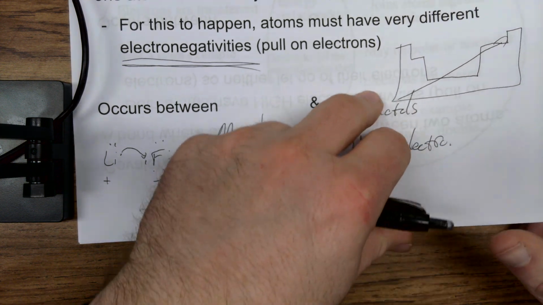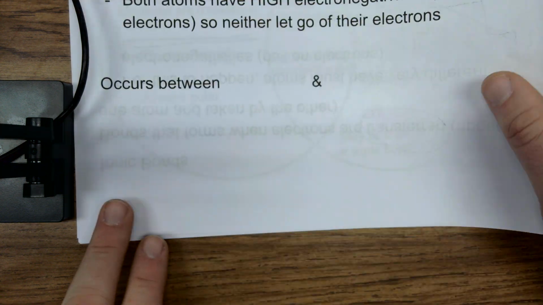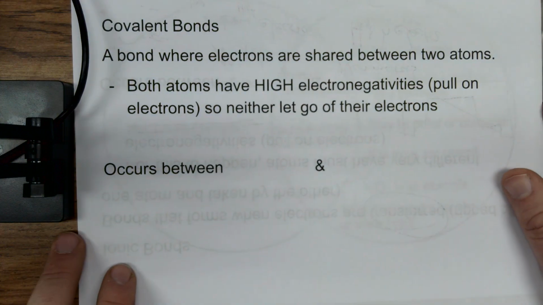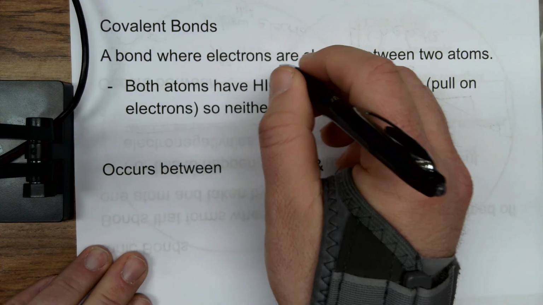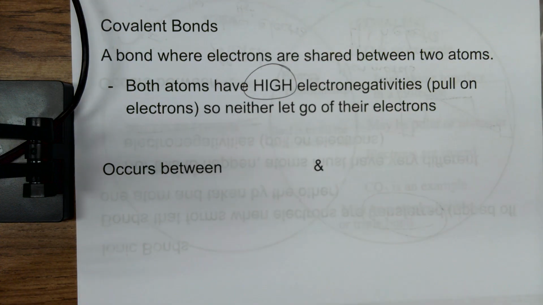So now you're going to talk about covalent bonding. I'll give you guys a head start on that one. So covalent bonding is where I'm going to share those electrons because both of my atoms have high electronegativity.